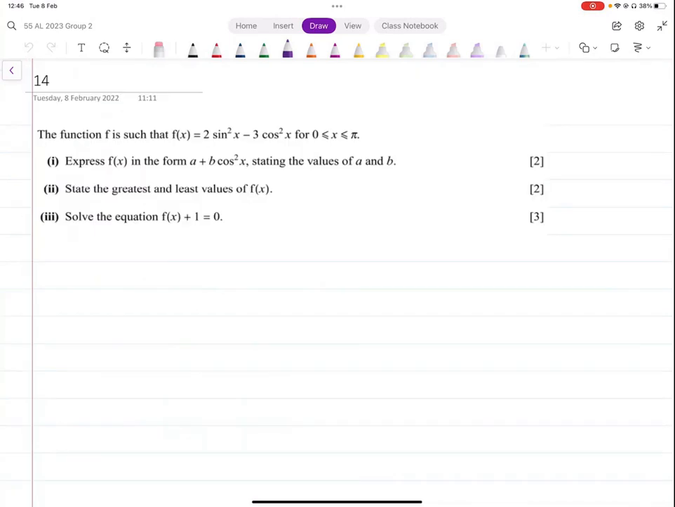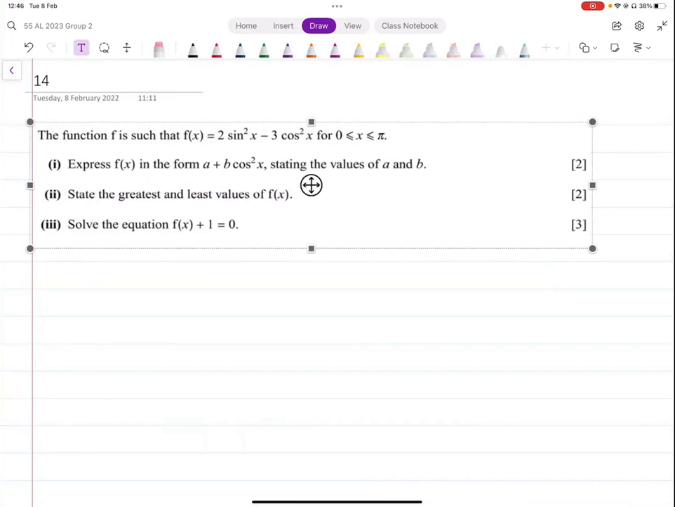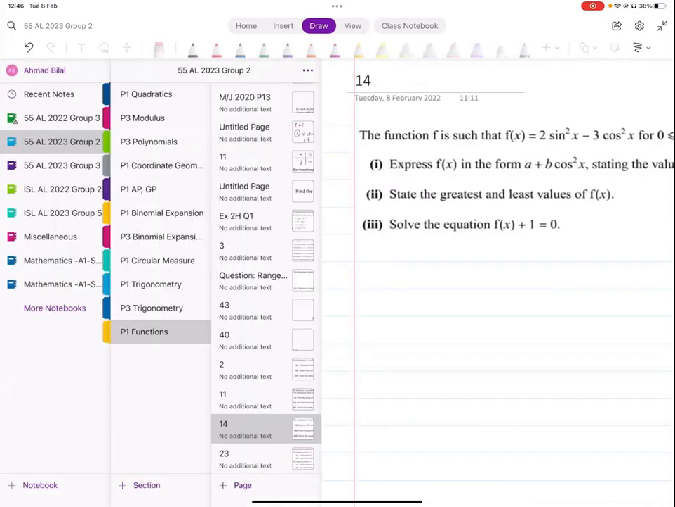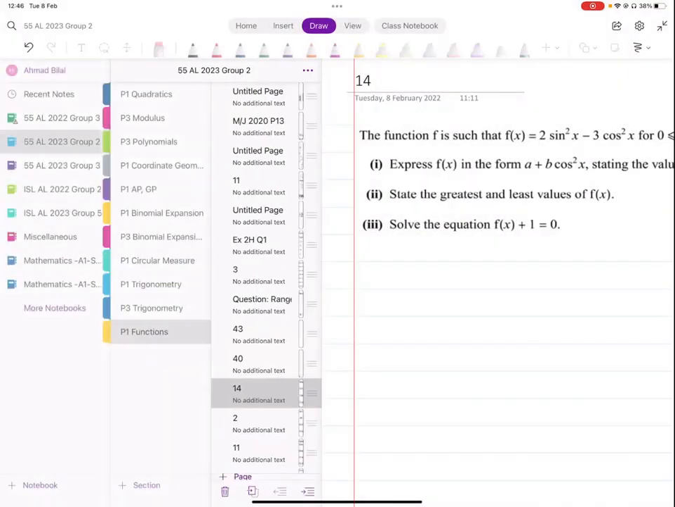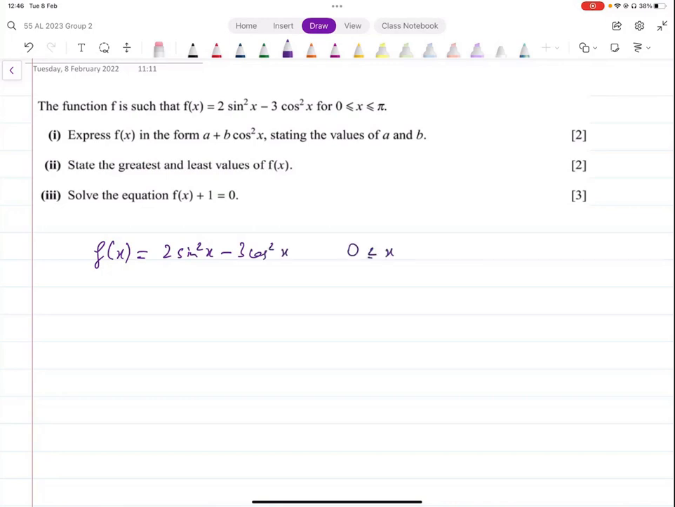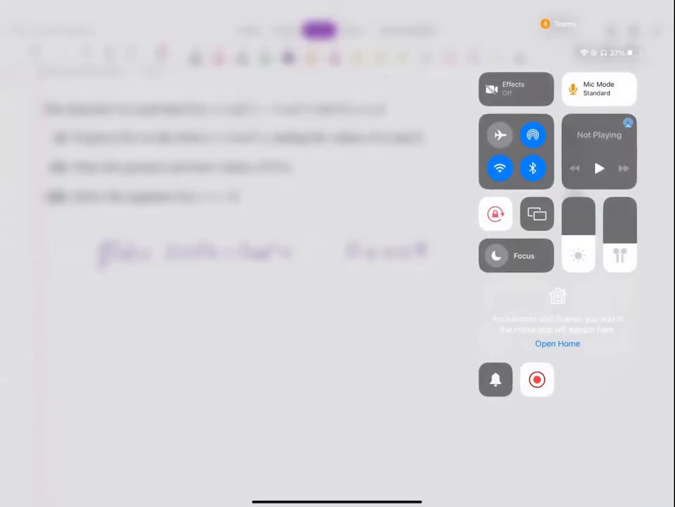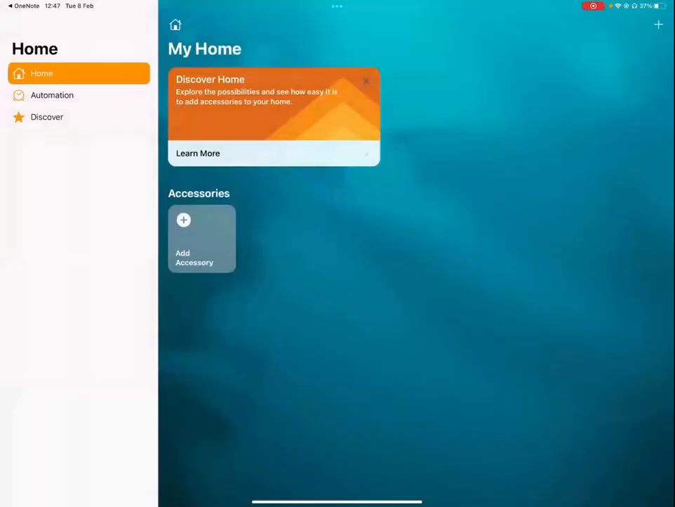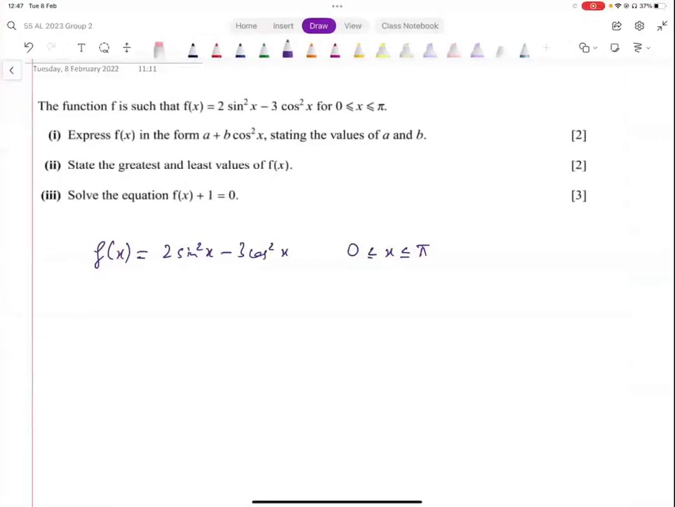Yes, let's try this. This is question number 14 from the worksheet. We have this function f that is such that f of x equals 2 sine square x minus 3 cos square x, and the domain that we're given is x between 0 and pi. That's the domain that we're given.